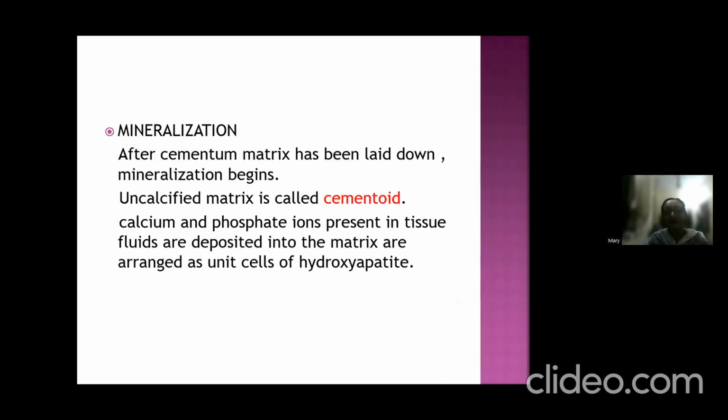So the mineralization of the cementum: the initial matrix which is being laid down is uncalcified, and it can be called cementoid. So calcium and phosphate ions present in the tissue fluids get deposited into this matrix, and they are arranged in unit cells of hydroxyapatite, and gradually the cementum gets mineralized.